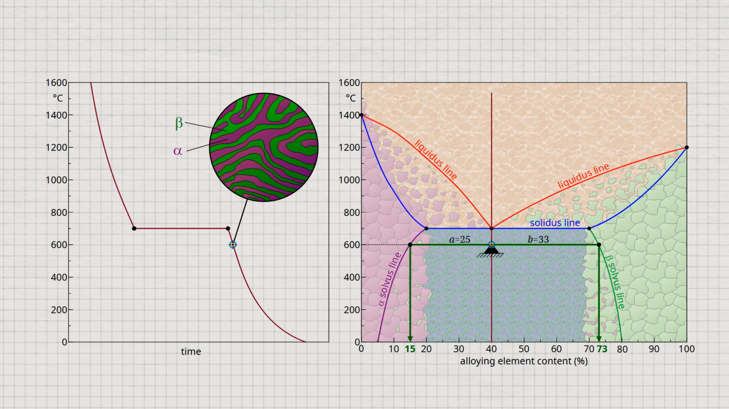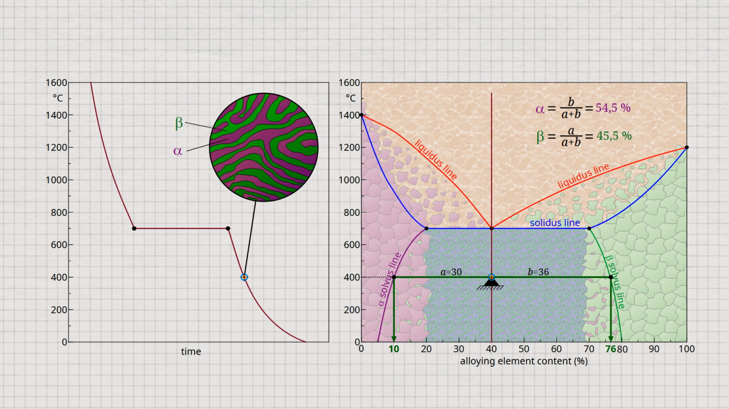The lever rule can be used to determine the solid solution fractions from the ratio of the lengths of the lever arms. The alpha solid solution accounts for approximately 57%, while the beta solid solution accounts for 43% of the total alloy mass. With further cooling, both the phase fractions and the chemical compositions change accordingly.